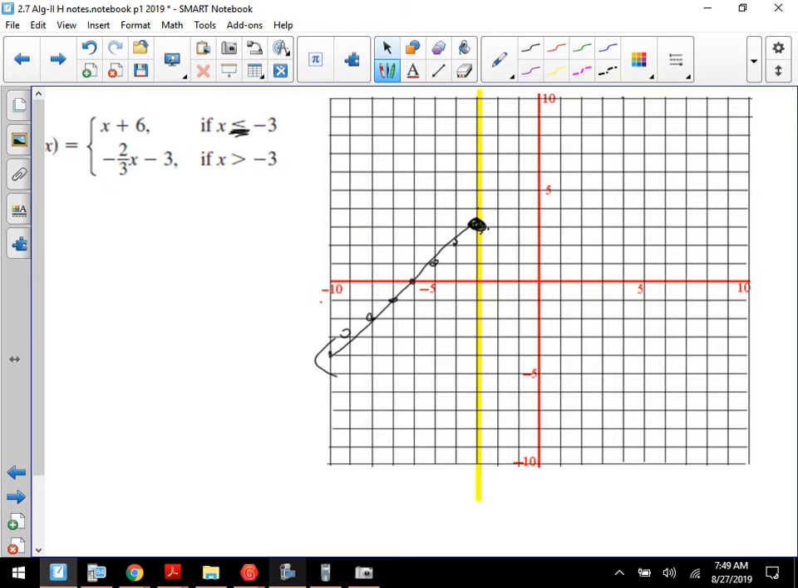Do the same thing with the negative 2/3 x minus 3, which means I start at negative 3. When I start at negative 3, I know I'm going to go down 2, right 3, down 2, right 3, because it's negative. Or up 2, left 3, and I'm here. And I knew that this problem was going to be an open dot because it's just a greater than. And I don't have to go any more to the left because if I go more to the left, then I'm falling into the other graph. Okay? And I just connect my dots. Draw my line.